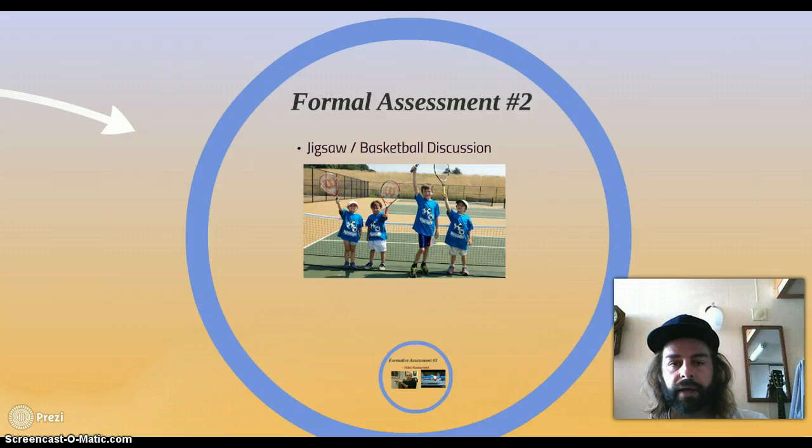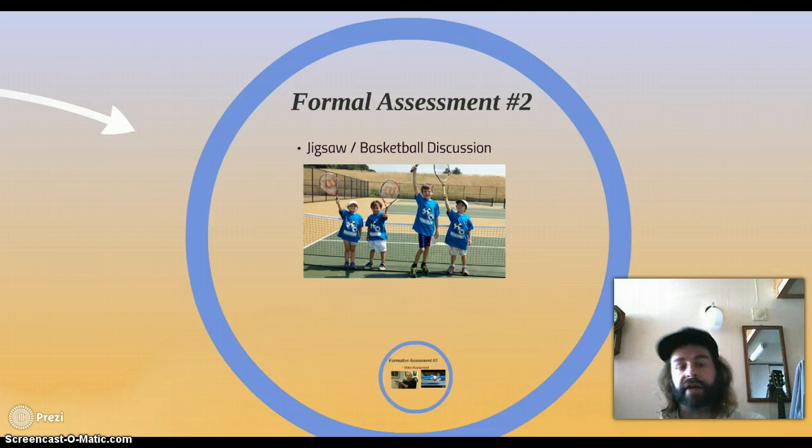Next, I'm going to do a jigsaw sort of basketball discussion type assessment. This is something that I got from the readings. Basically, what I would do is have three separate groups. Group one would be assuming the proper position and proper stance with holding the ball. The second group would be holding the ball with your non-dominant hand, having the tennis racket in your dominant hand, and getting comfortable in these positions. And then the third group would be dropping the ball and striking it.